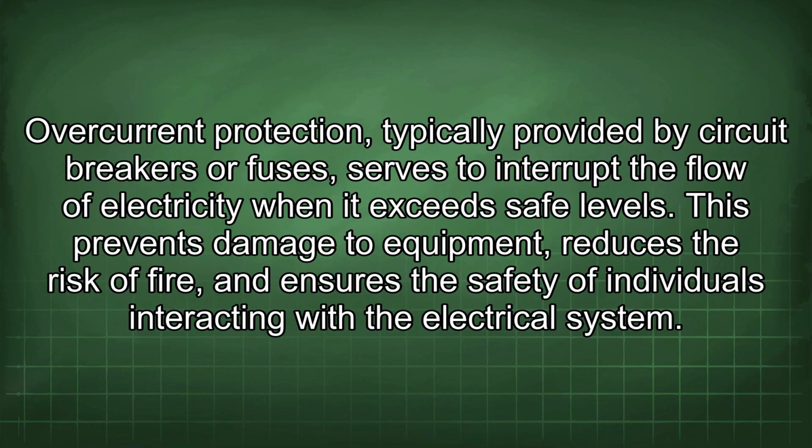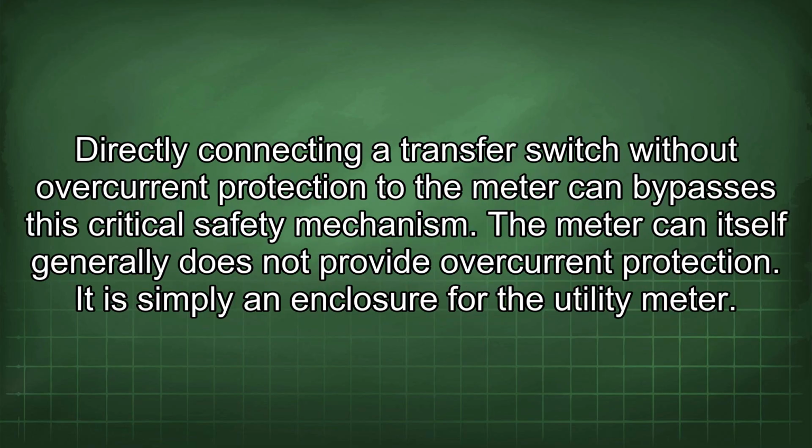Overcurrent protection, typically provided by circuit breakers or fuses, serves to interrupt the flow of electricity when it exceeds safe levels. This prevents damage to equipment, reduces the risk of fire, and ensures the safety of individuals interacting with the electrical system. Directly connecting a transfer switch without overcurrent protection to the meter can bypasses this critical safety mechanism.